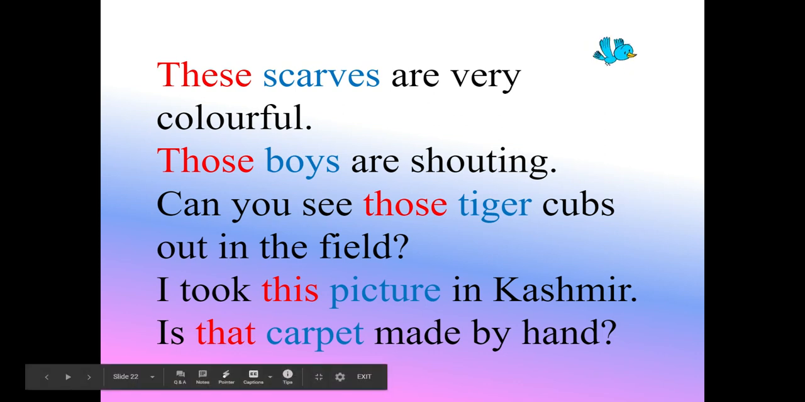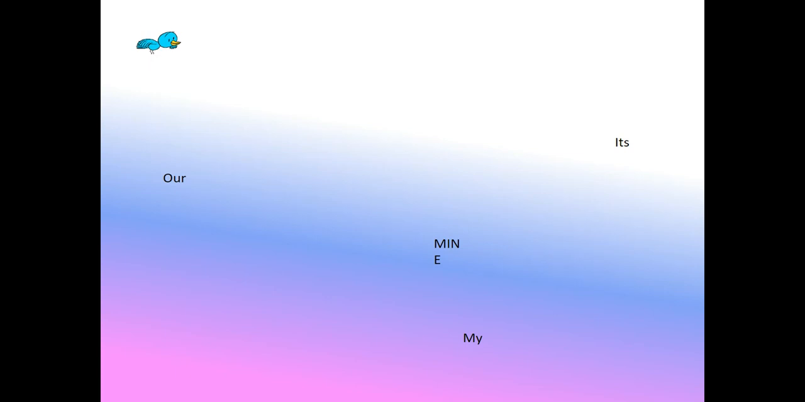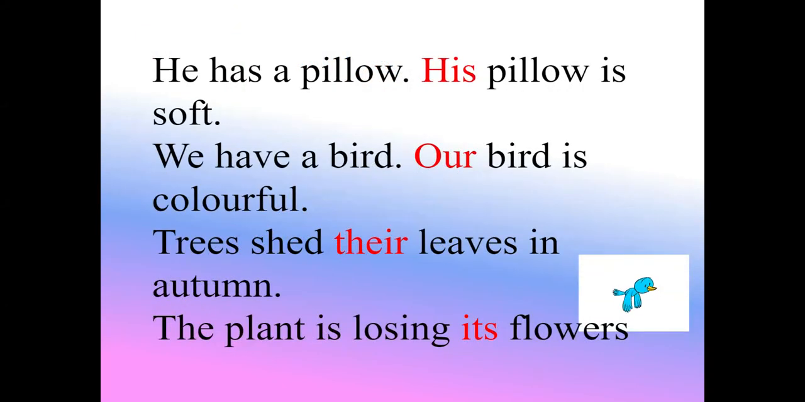Now moving on to something new. That is possessive adjectives. Now, what are possessive adjectives? What can you understand by the word possessive? A possessive adjective modifies the noun, but in a different way. It indicates possession. This is my phone. It belongs to me.